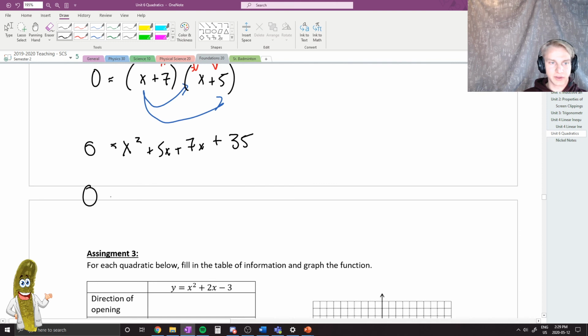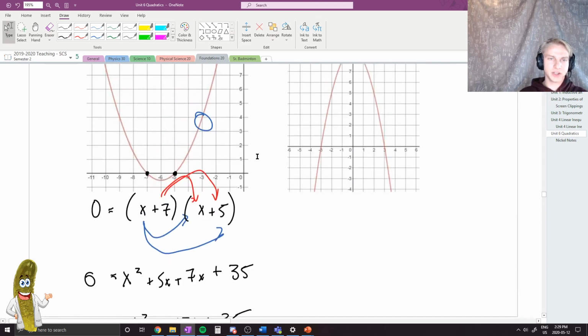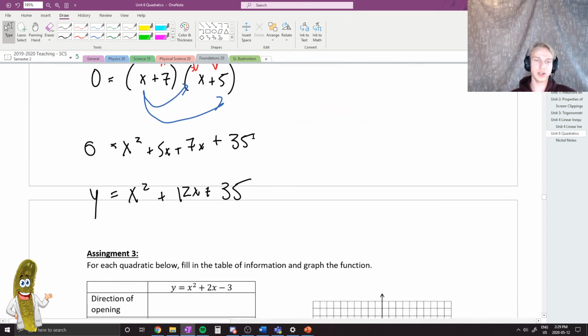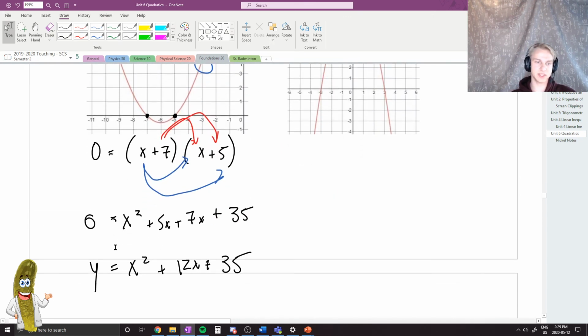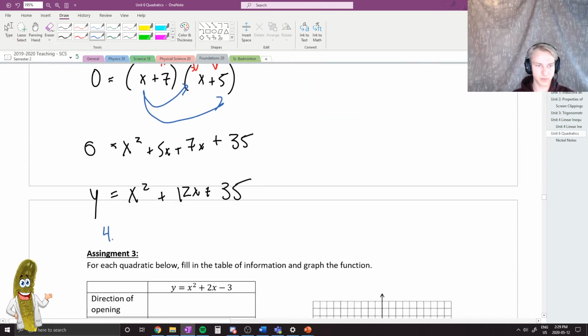And then you could combine your like terms, and we'd have 0 is equal to x squared plus 12x plus 35, like that. And then instead of having it equal to 0, you could say that this was equal to y, because this was used to solve for the x-intercept. So what I'd want to do then is try out this test point here, which is negative 3 comma 4, and see if when I put in these x and y values, this statement is true. So my y value is 4.